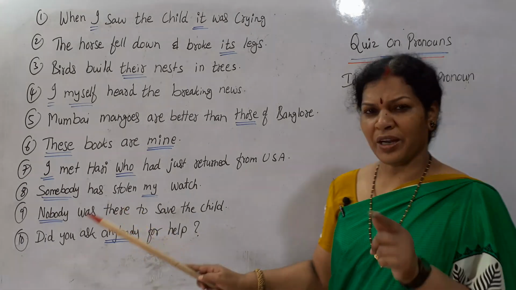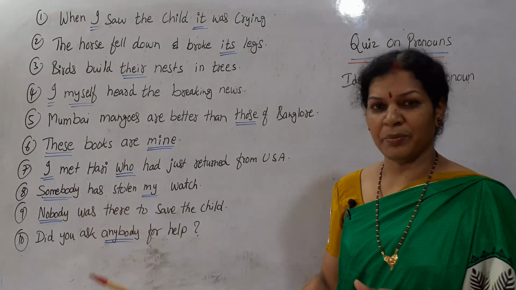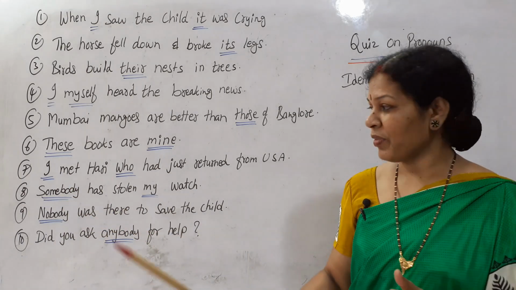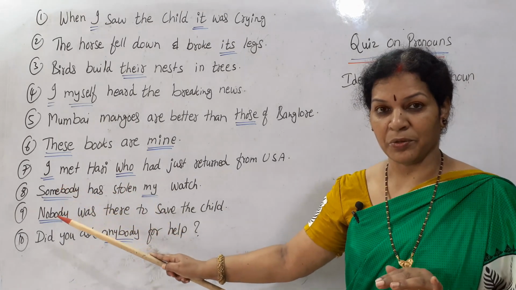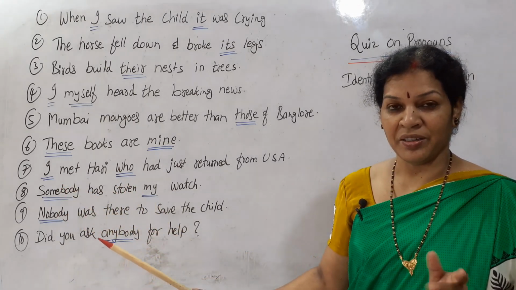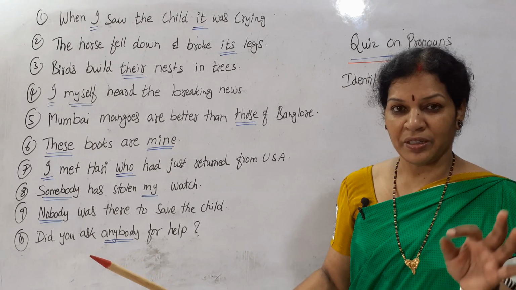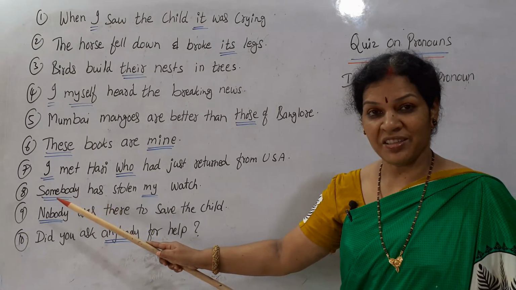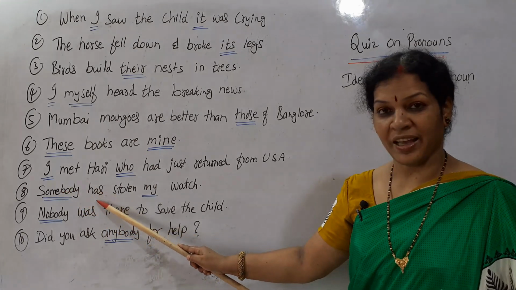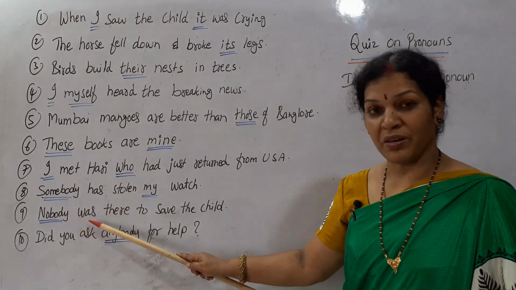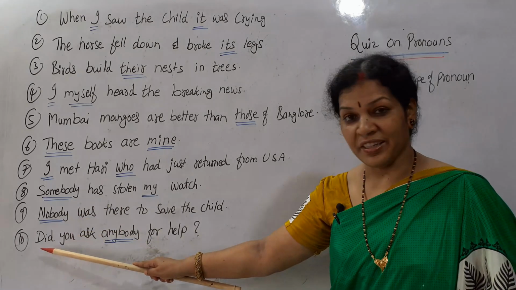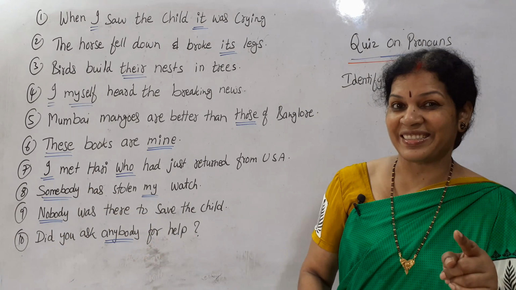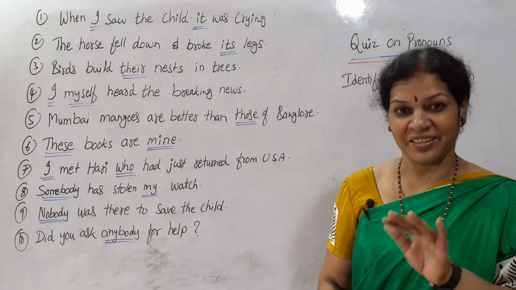Did you identify that someone, nobody, anybody, these are all singular, as I told you in the previous slide. Whenever you find words like somebody, nobody, anybody, anyone, remember immediately that it is singular. So that's the reason we got it. Somebody has is singular. Nobody was is singular. Nobody is also singular. Like this it comes.